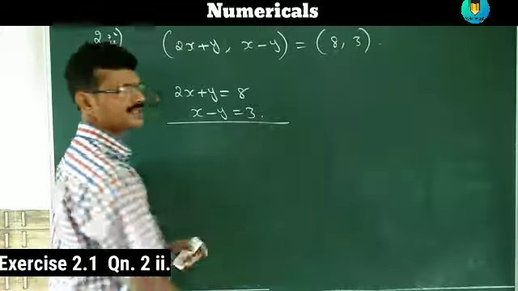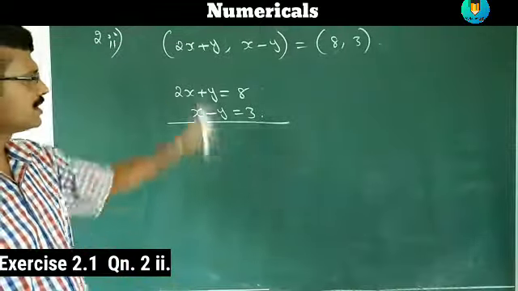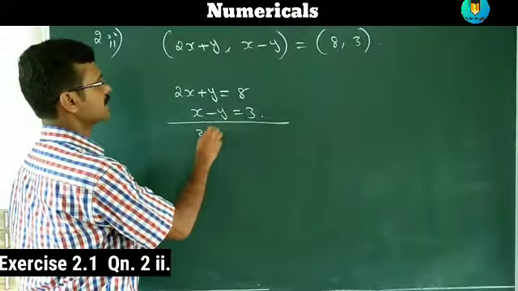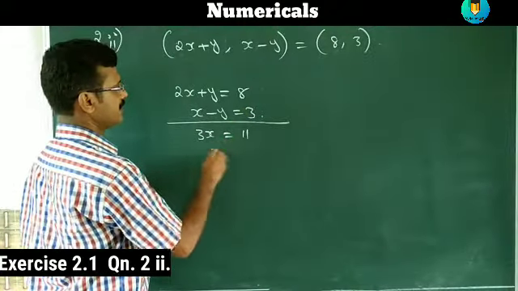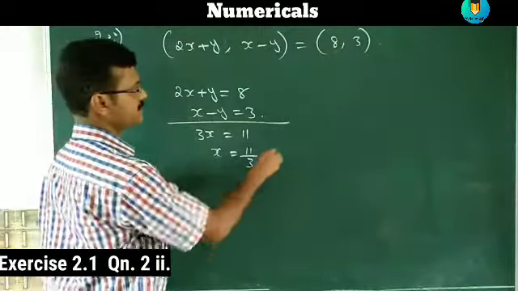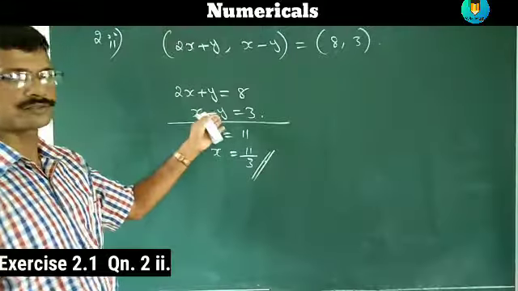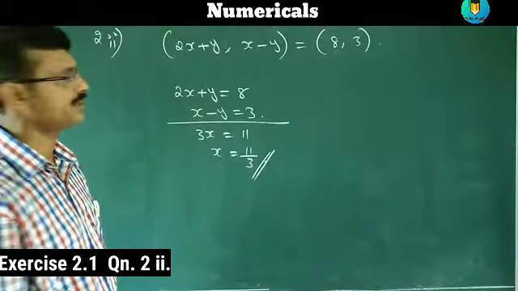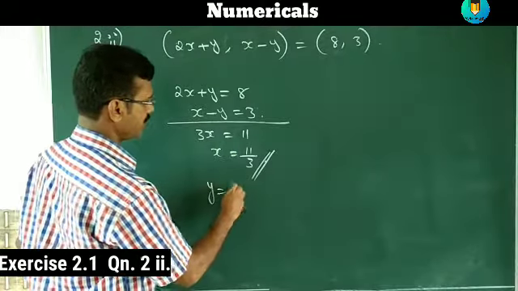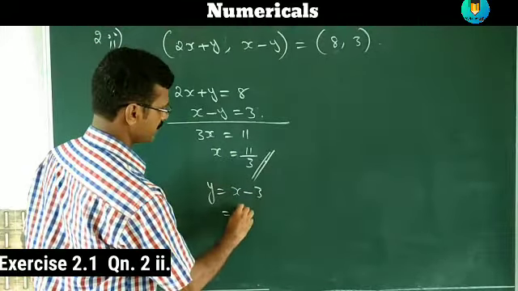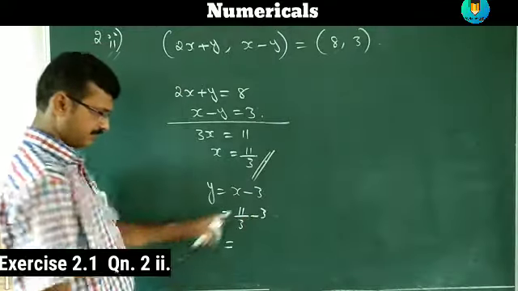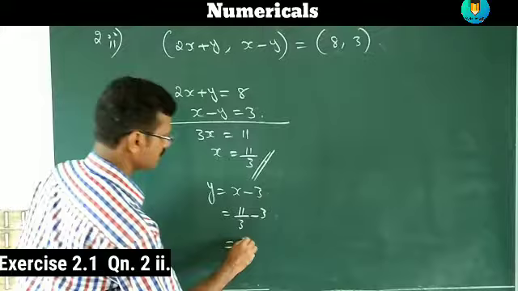Now solve simultaneously. If we add, the y terms cancel. Here 3x is equal to 11, so x is equal to 11 by 3. We got the value of x. Now substitute this x value in any one of the equations, and you will get the value of y. So I am substituting here: y is equal to x - 3. Here I am putting 11 by 3 minus 3. Take LCM: 11 minus 9, that is 2 by 3.